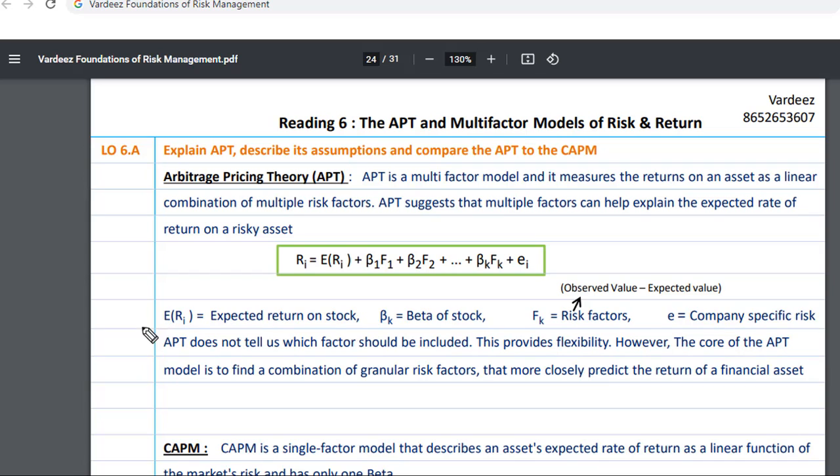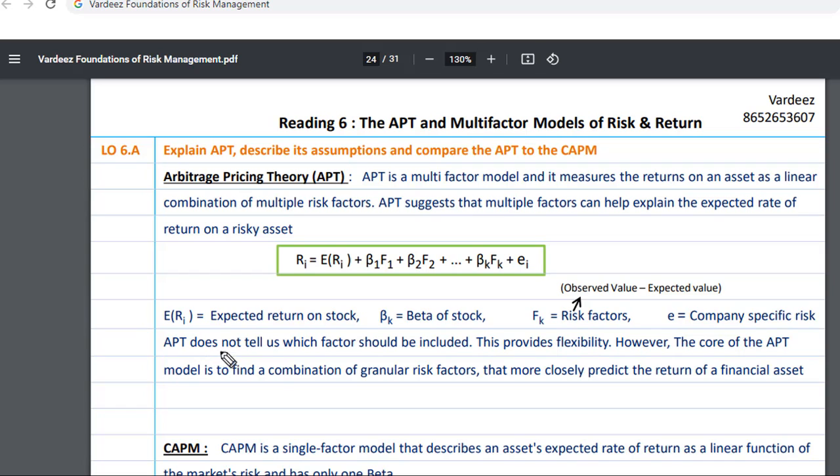So here we have the notation. The expected return on i is the expected return on the stock. This is basically the CAPM. The beta of K is the betas of all the factors that we have here, so it's the sensitivity to these factors. Now F here represents the risk factors. Now how do you calculate these risk factors? This is an important calculation. You first take the observed value minus the expected value. Now remember this, hold on to this. I will actually solve one question for you so that you understand all these things, and this will all make sense. E is referred to as the company specific risk.